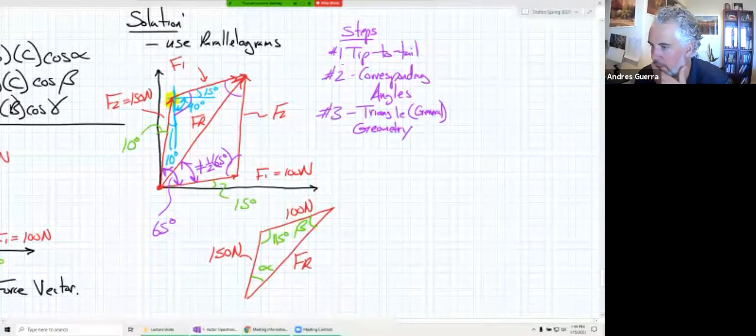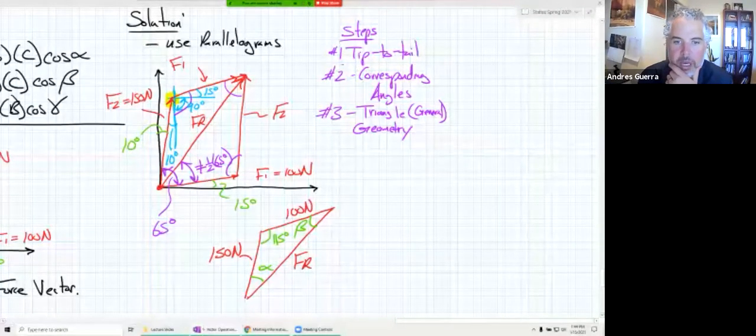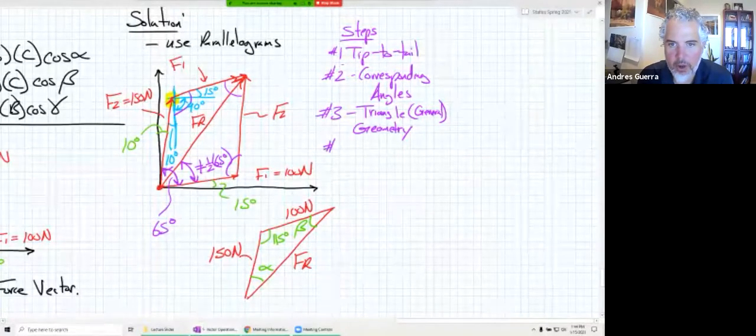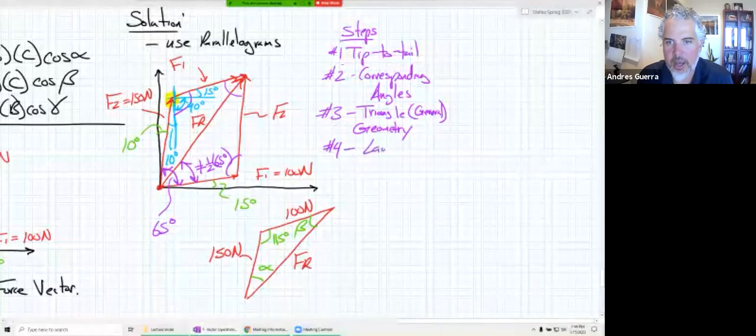And we would have found 115 as well. Okay, so we can do it that way as well. Now, our next step here, and we'll put one more step up here, number 4. This is the law of sines and cosines.